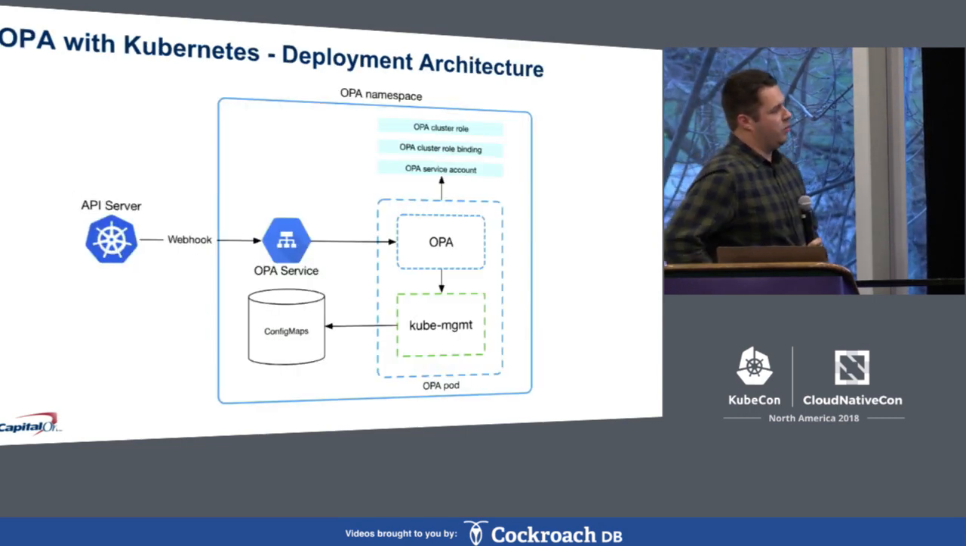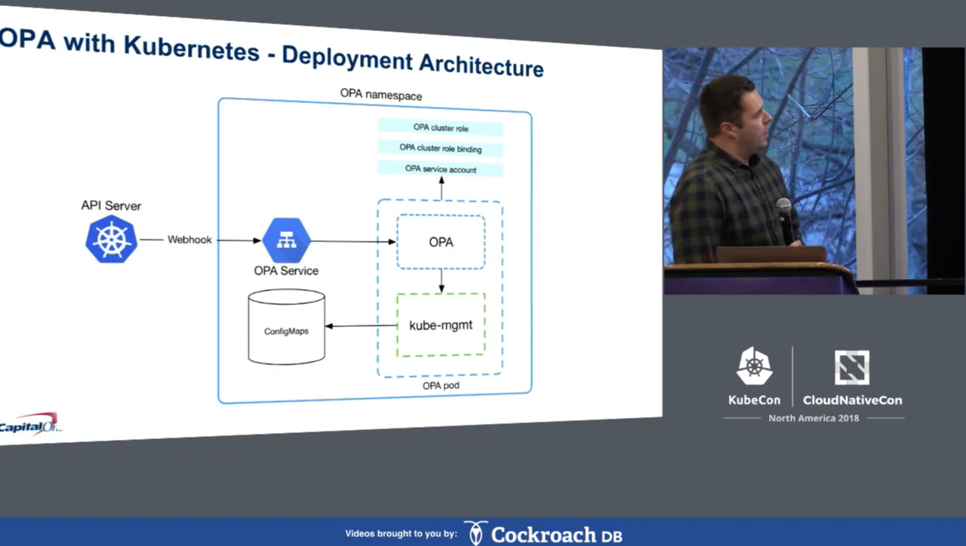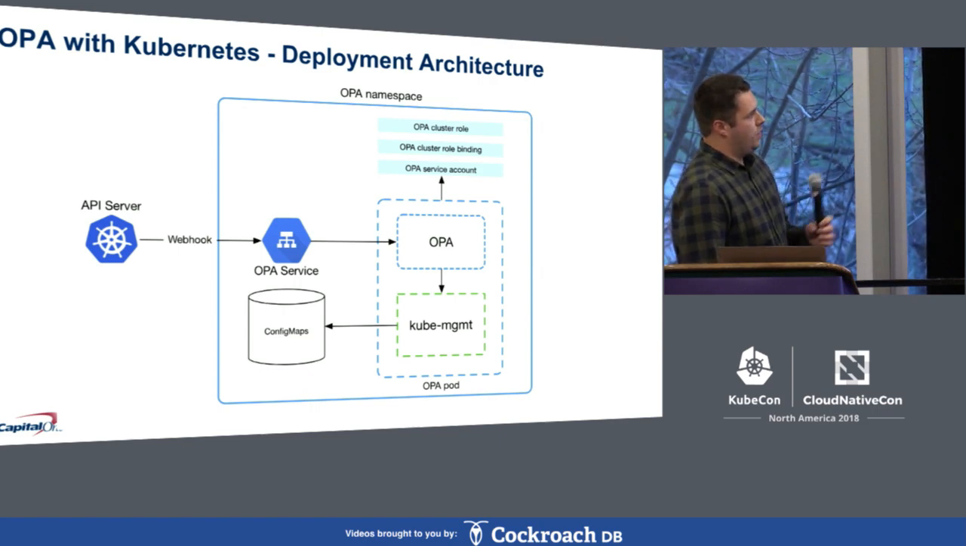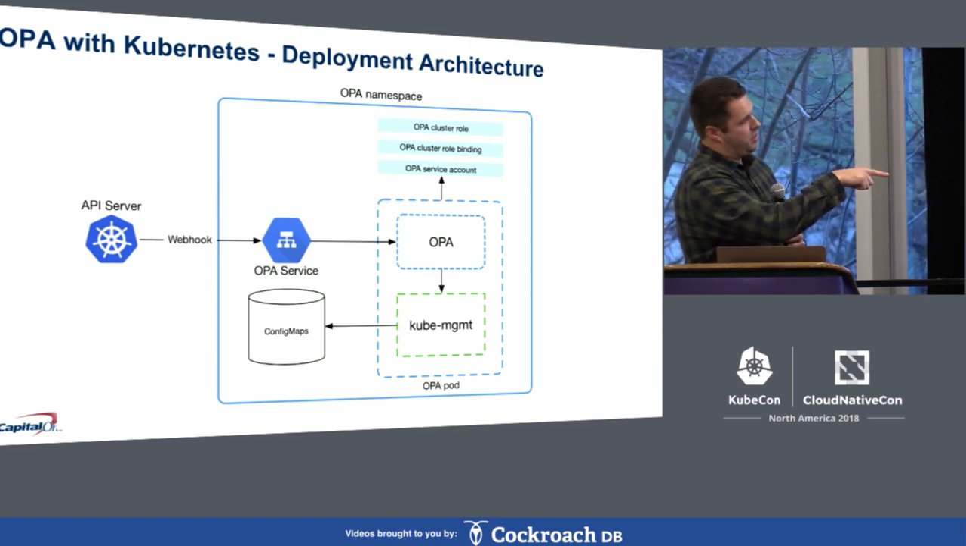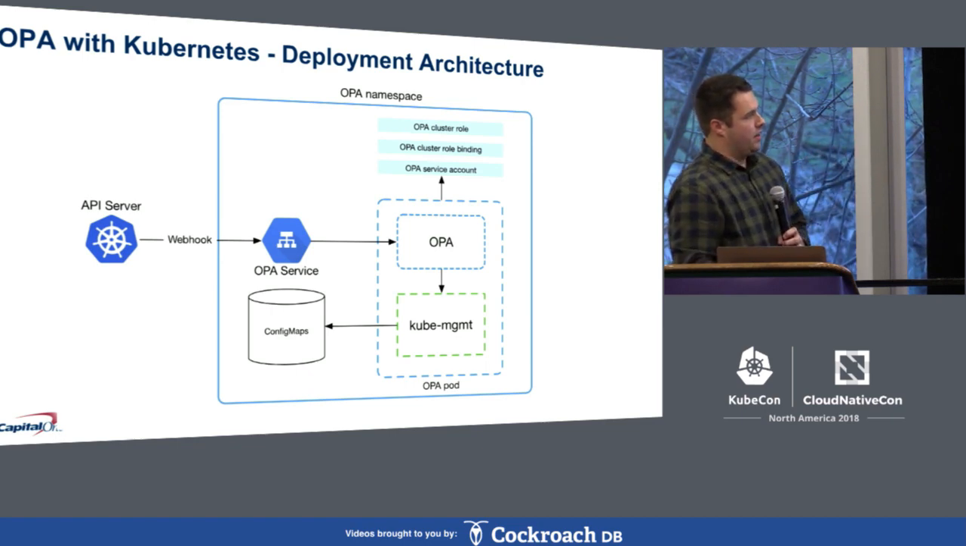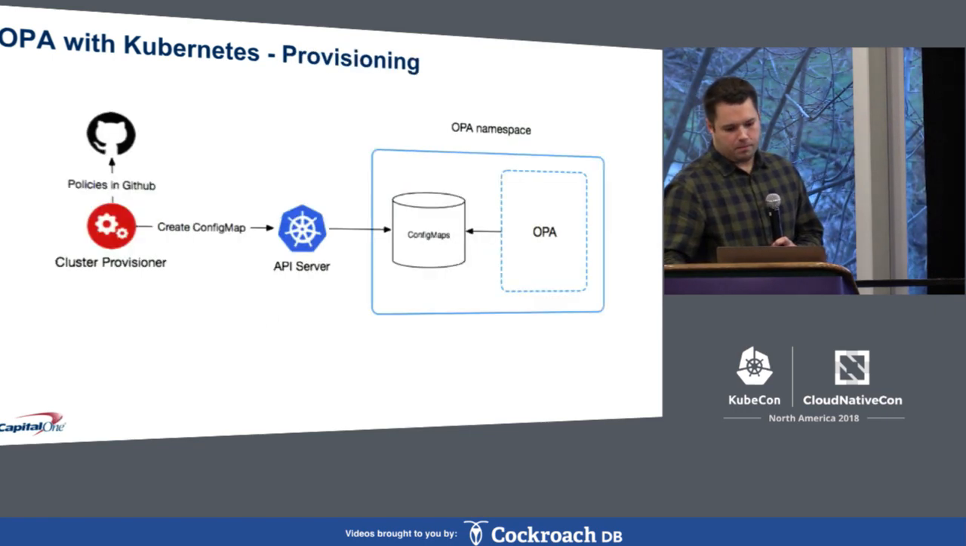And this is kind of what it looks like. We run it all in its own namespace. So if you follow a request in from the left, somebody trying to create, let's say, a deployment, the API server would fire off the webhook. And at this point, your policy that was loaded as a config map would have already been processed by kube-mgmt. And then OPA can either approve or deny that incoming request based on the policy.